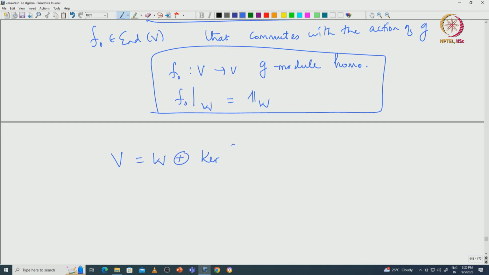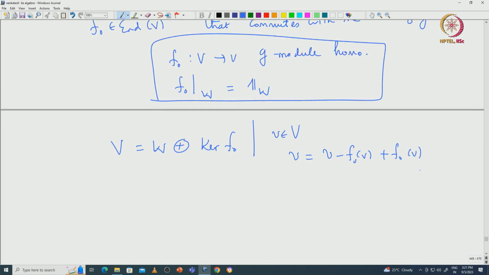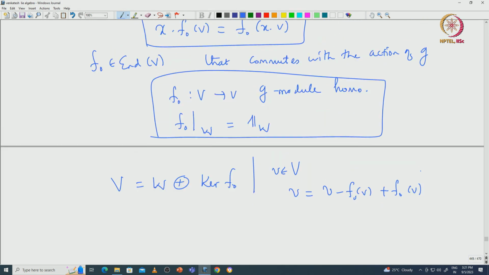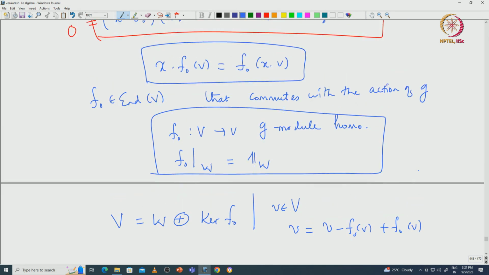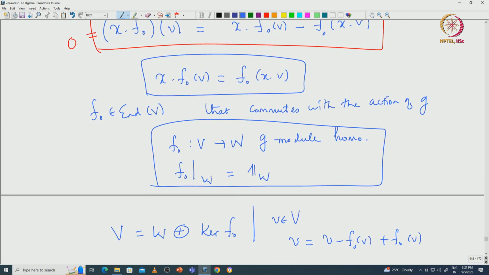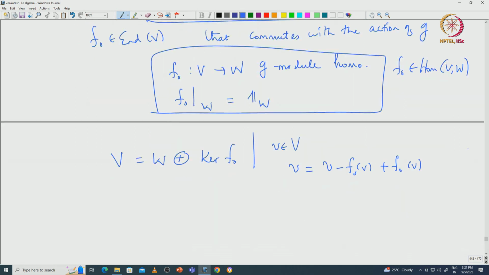Okay. So, this is something very easy to check. For example, given v in V, you can easily check that this v can be written as v minus F naught of v plus F naught of v. So, note that F naught of v must be inside your W, because F naught is coming from Hom(V, W). So, in particular this F naught v is in W.